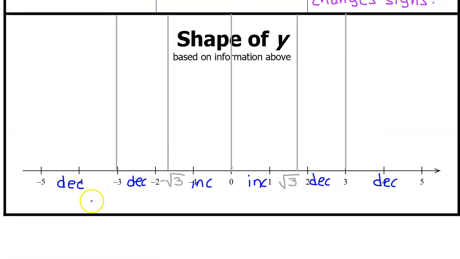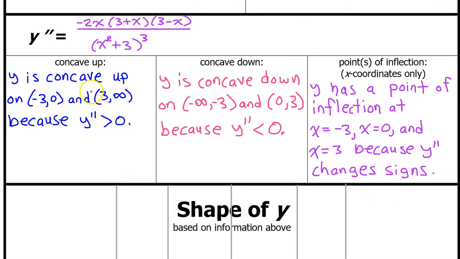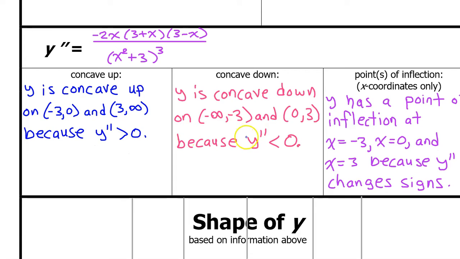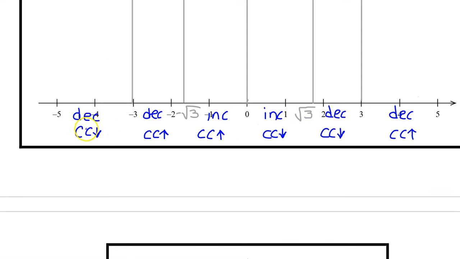Now let's label y as concave up or concave down in every interval. Remember, y is concave up from negative 3 to 0 and from 3 to infinity. So that's these two intervals and this interval. And y is concave down from negative infinity to negative 3 and from 0 to 3. So that's this first interval and these two intervals.